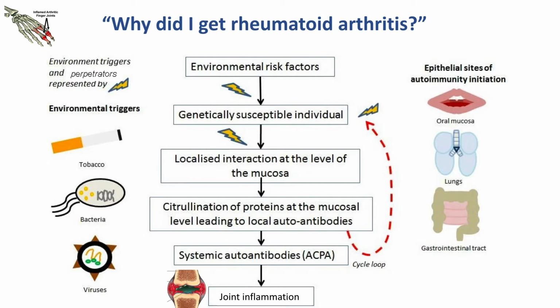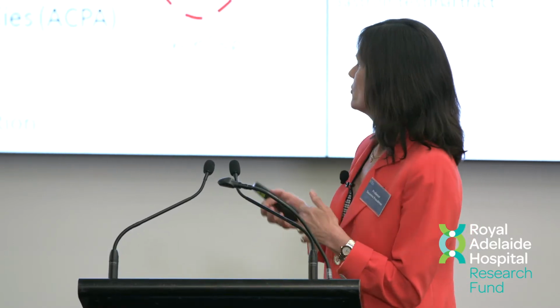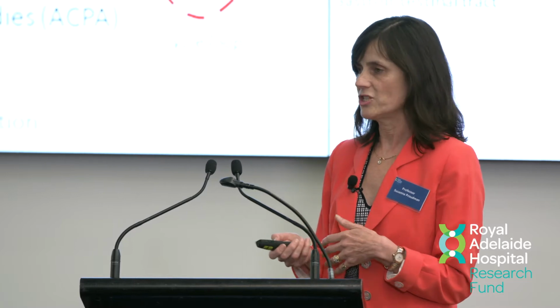And now increasingly we're thinking that maybe the mucosal lining of the gut, where we see the microbiome, may have an important role in driving these inflammatory changes and autoimmunity. And these changes lead to the production of autoantibodies. And in the case of rheumatoid arthritis, these are called ACPA. And then eventually these move on to the joint and we get joint inflammation. But we still have a lot to learn before we have a cure in this disease.